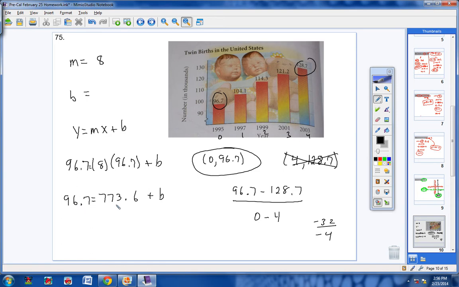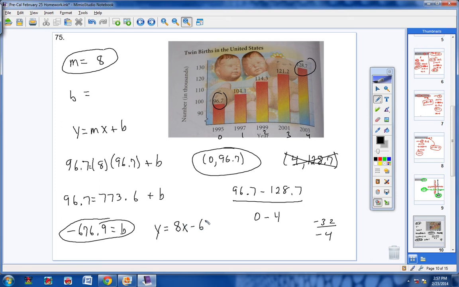So bring the 773 over and make it negative, and you will end up with negative 676.9 equals b. So I know what my slope is, I know what my y-intercept is. Now I can write my linear equation. Here it is. My linear equation is y equals, here's your slope, 8x minus 676.9. There it is. So we did part A.